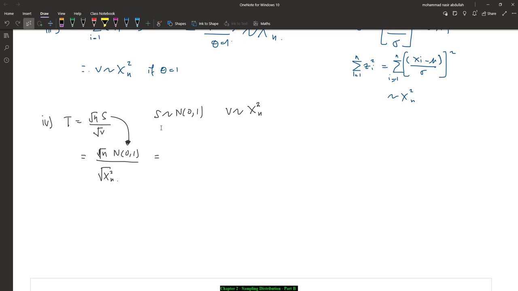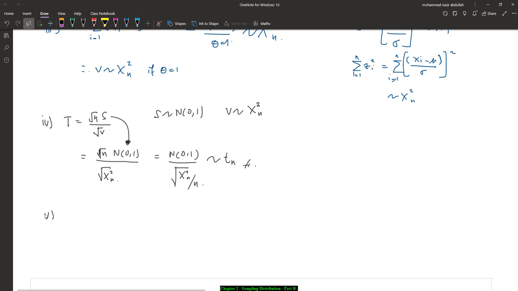So we compare with theorem number 4, right? So this one should be a chi-squared with n degrees of freedom is having a t distribution with n degrees of freedom. Okay, simple kan? Senang saja kan soalannya, tak susah pun.